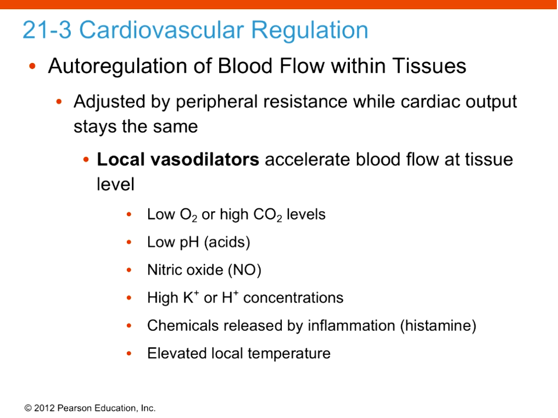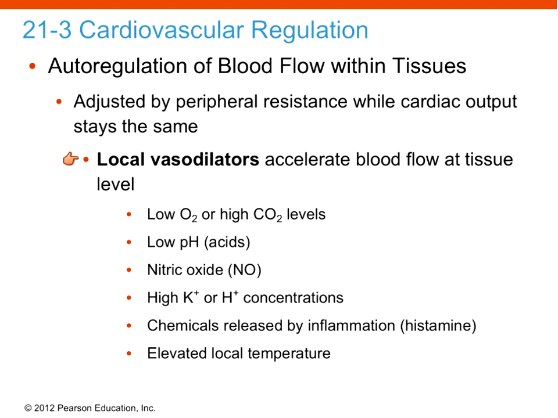First one, autoregulation of blood flow within tissues. That can be adjusted by peripheral resistance, and that can keep the cardiac output the same. So the heart doesn't even have to decrease or increase the heart rate or the stroke volume to regulate that flow of blood within those tissues. Remember, auto means self. So autoregulation is like self-doing it. It's a DIY. It's taking care of the issue itself. It's not outsourcing it.